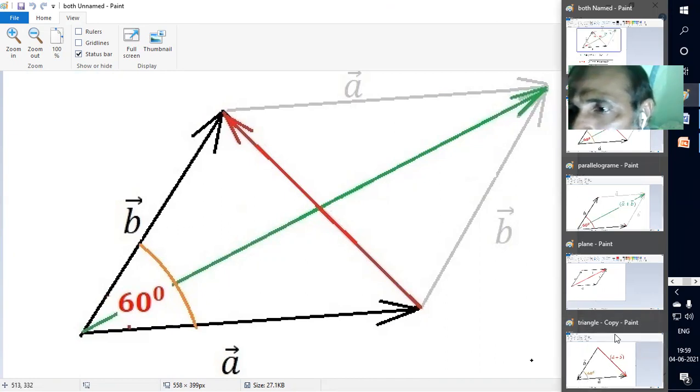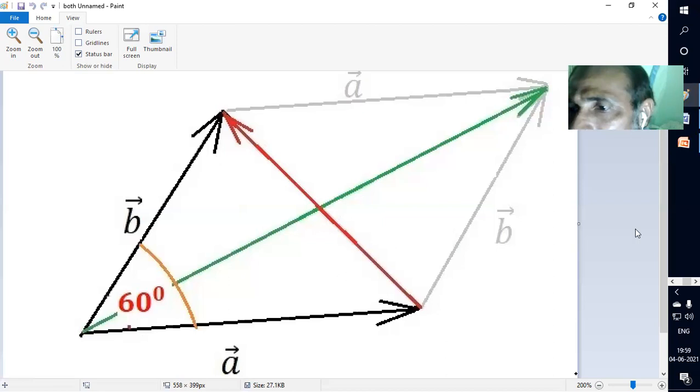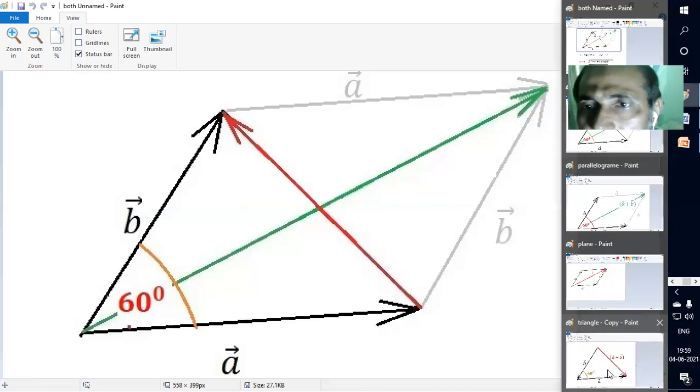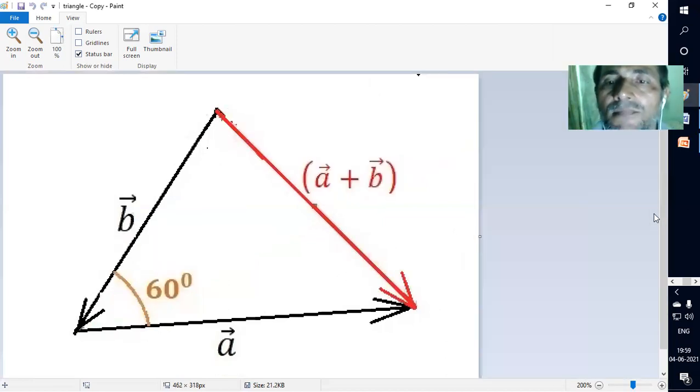Let me take this figure. See here, the three vectors are there. Vector B, vector A, and the sum of these two vectors, A plus B.